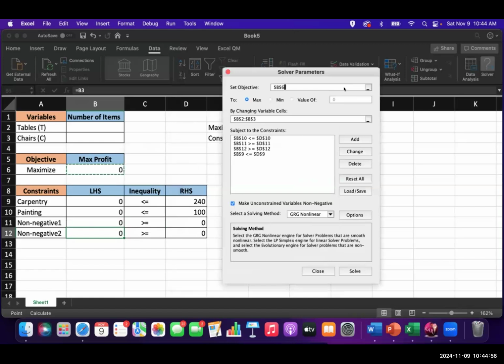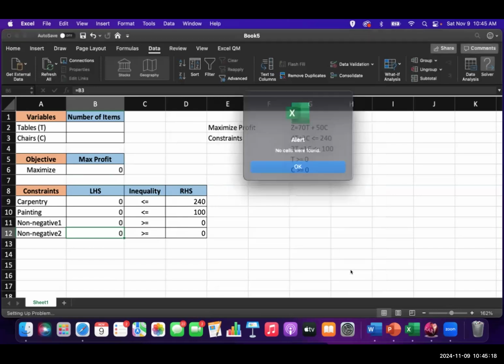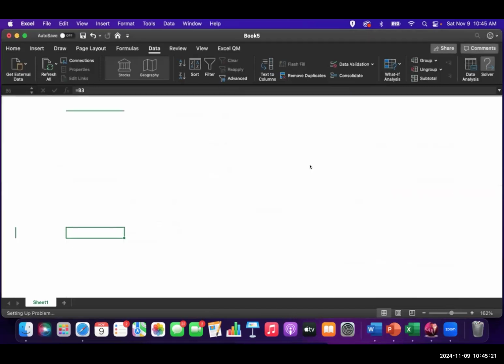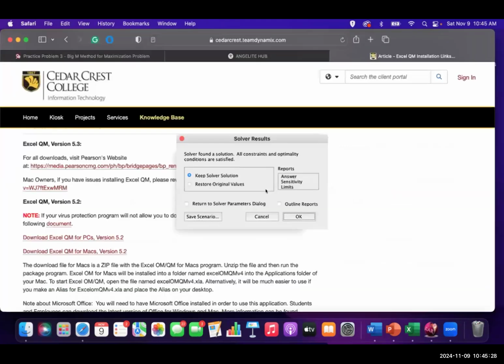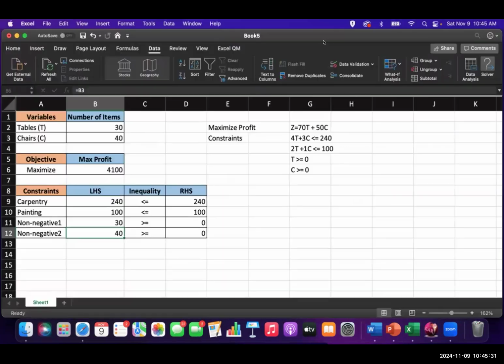So once you are done, is it correct? So 9 and 10 are less than or equal to, and greater than or equal to for 11 and 12. Okay? So we click simplex method. Once we click the simplex method, we click solve. What happened? There.